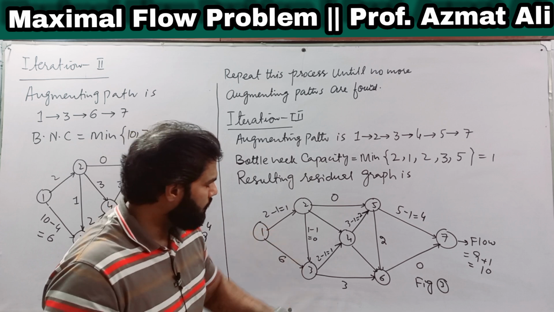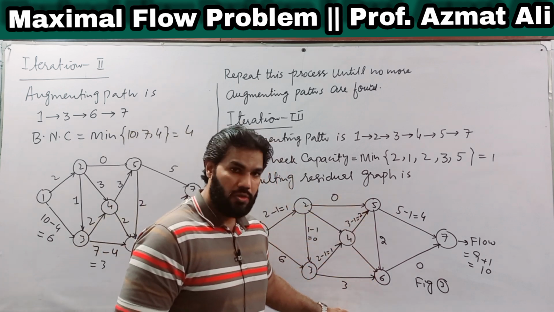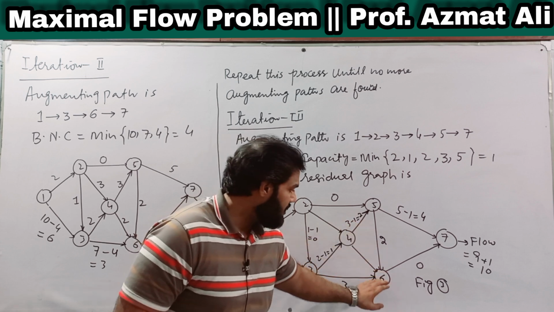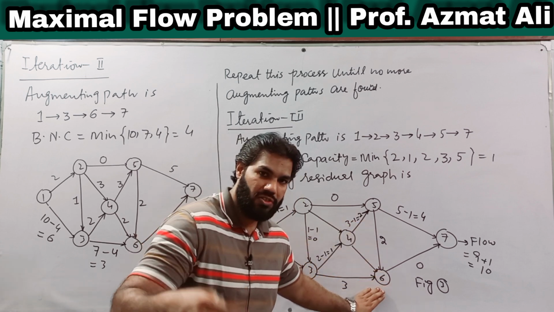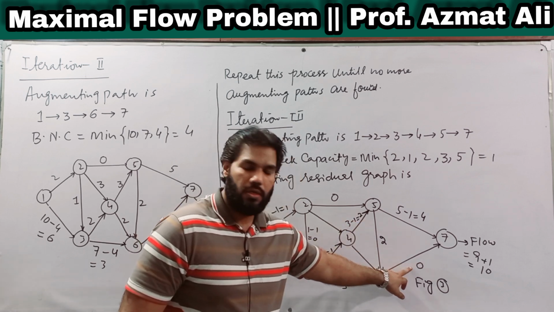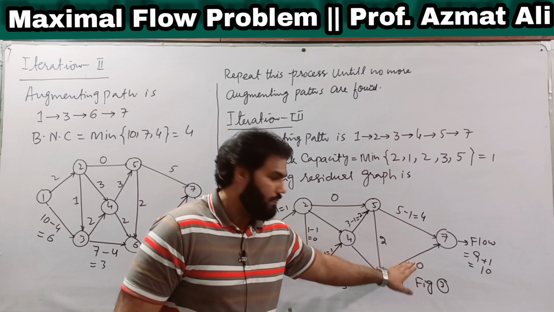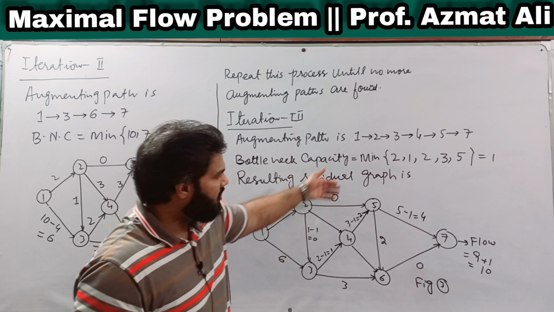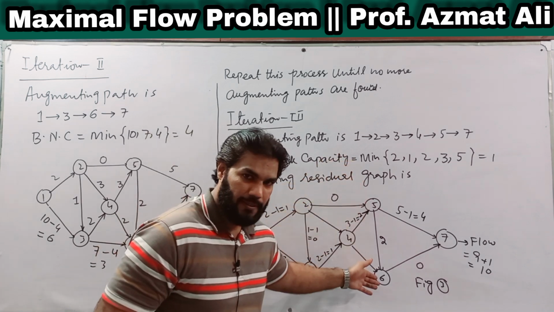We will not move from node 5 to node 6, because if we move from node 5 to node 6, this has a 2 unit capacity, but the next direction is from node 6 to node 7, and this edge has been blocked here because this capacity is 0. So we will not move from node 5 to node 6.